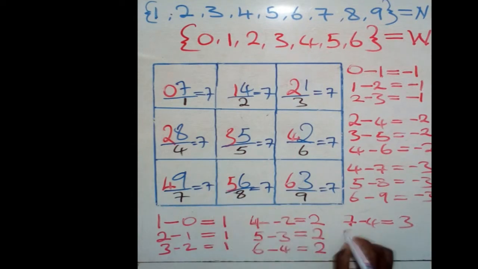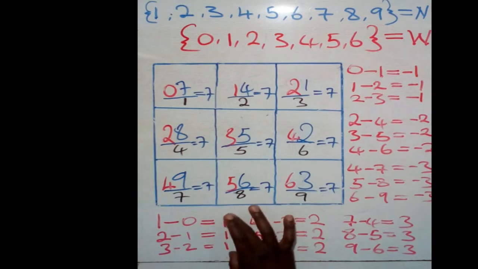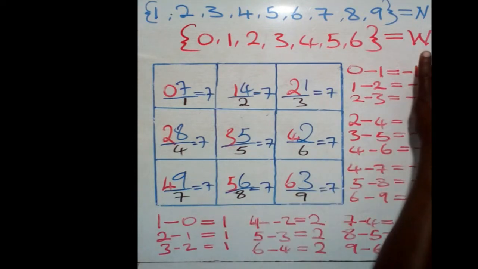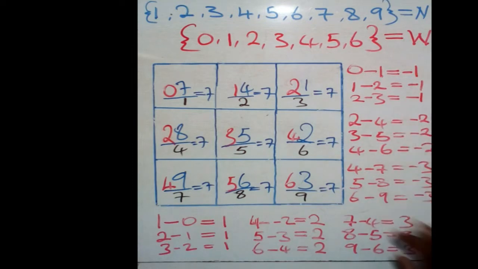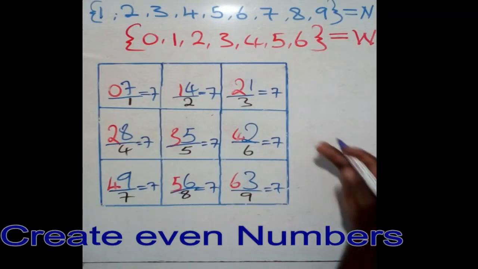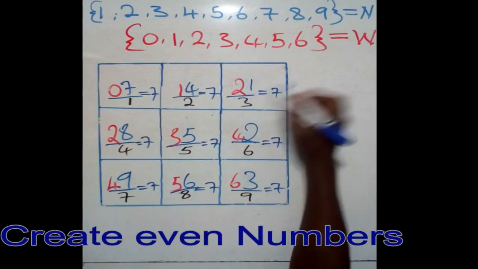8 minus 5 is equal to positive 3. 9 minus 6 is equal to positive 3. So look at this uniformity. We are able to create 3 positive 1s, 3 negative 1s, 3 positive 2s, 3 negative 2s, 3 positive 3s, 3 negative 3s. Even numbers coming one after the other, what if we say 1 plus 3?